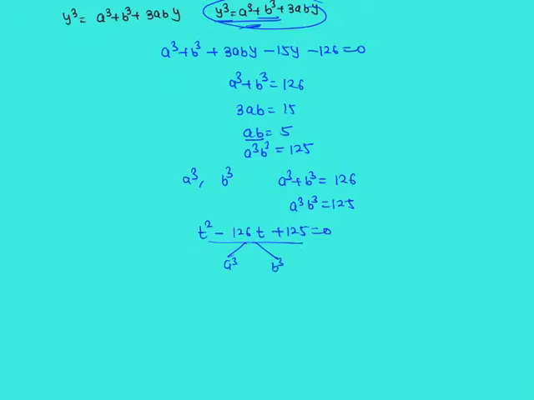So if we factorize, we'll get t minus 125 into t minus 1 equal to 0. So t value will be 125 and t value is 1. That means a cube equals 125 and b cube equals 1. So a value will be what? 5, and b value will be 1.